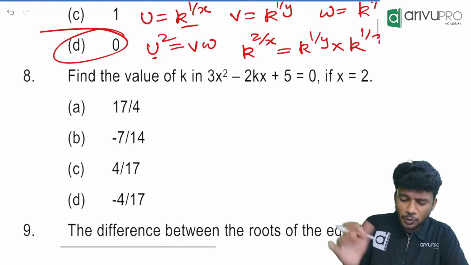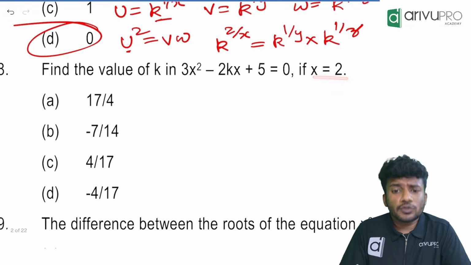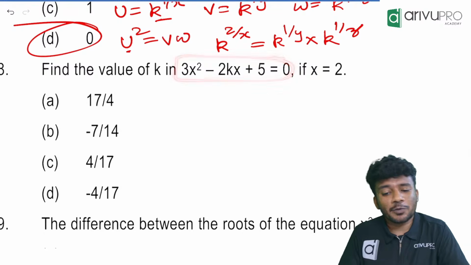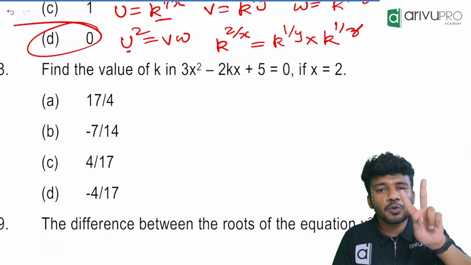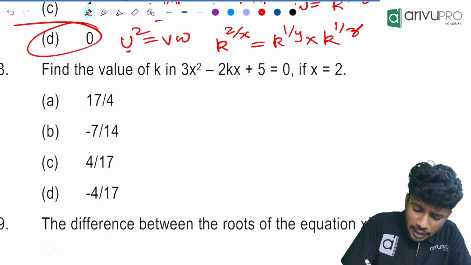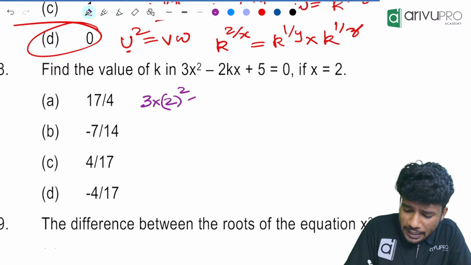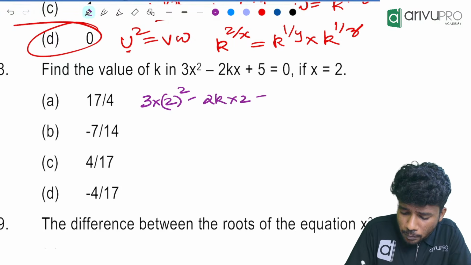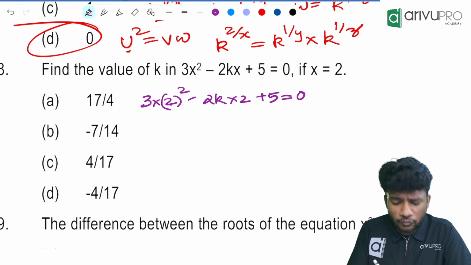Now coming to the next question. Find the value of k for which x is equal to 2 for the given quadratic equation. That means instead of x you will put 2 over here. So 3 into 2 square minus 2k into 2 plus 5 is equal to 0. Now 2 square is 4, and 4 into 3 is 12.